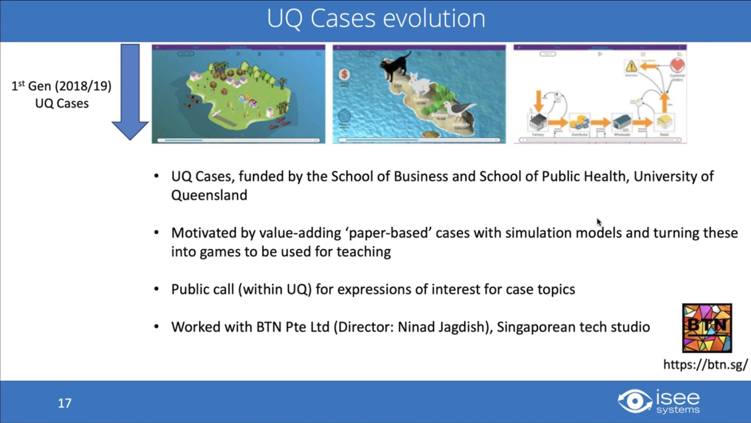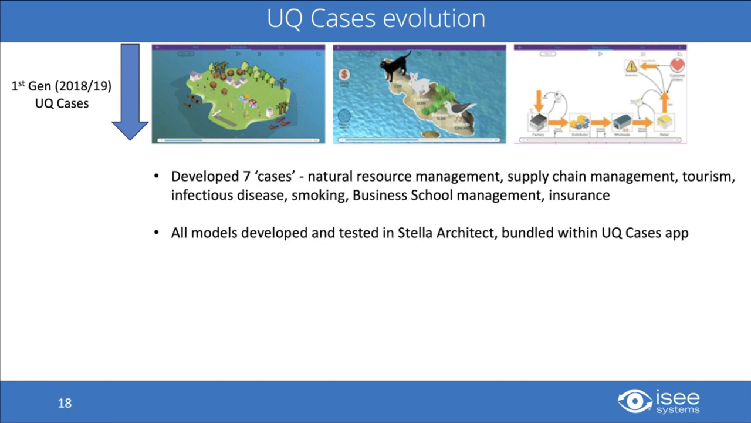We were able to obtain funding for the UQ Cases project. We put forward a proposal to the School of Business, and the School of Public Health at the University of Queensland also chipped in, and we got funding to create these simulation model games. We held a public call within UQ for expressions of interest for case topics. Along the top there are 3 of the games that were developed. I say games in quotation marks; really, I should call them cases. We developed 7 cases across a range of areas: natural resource management, supply chain management, tourism, and so forth.